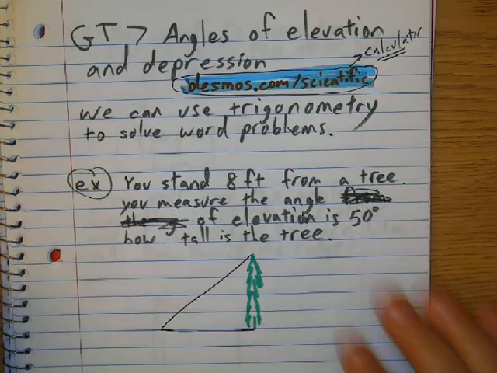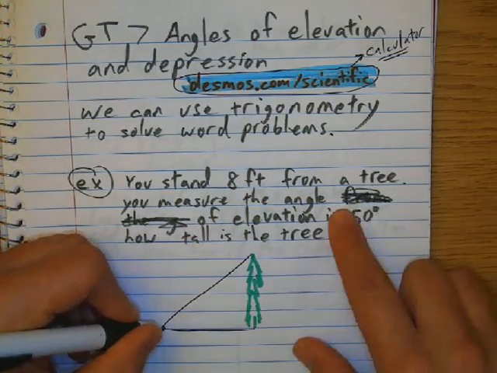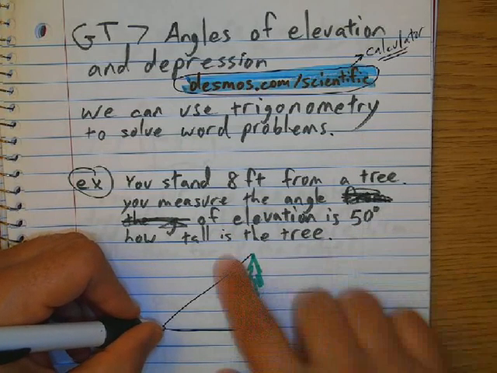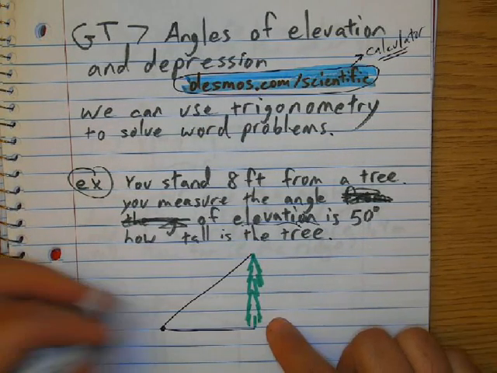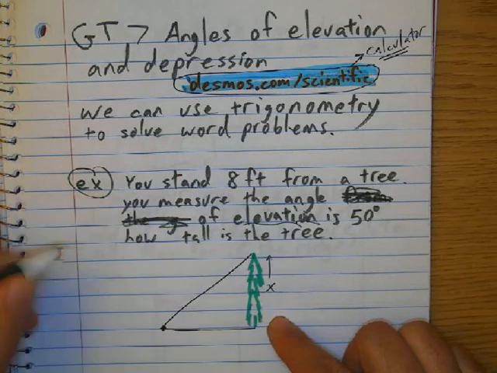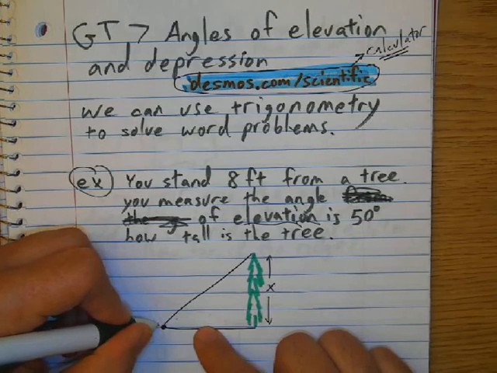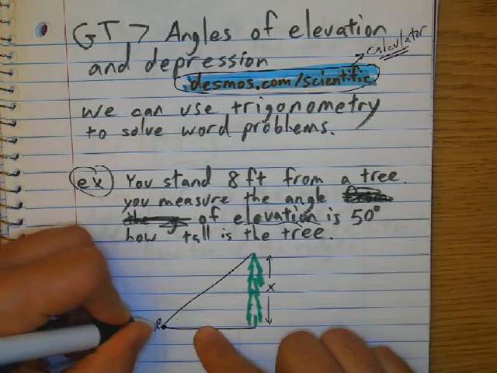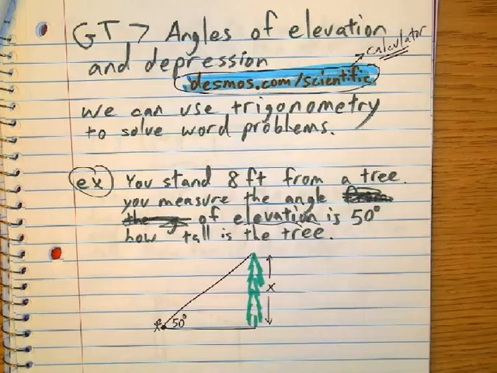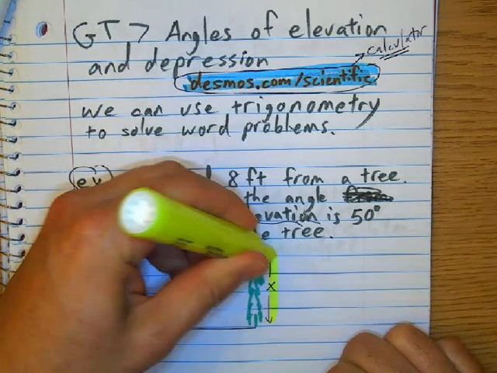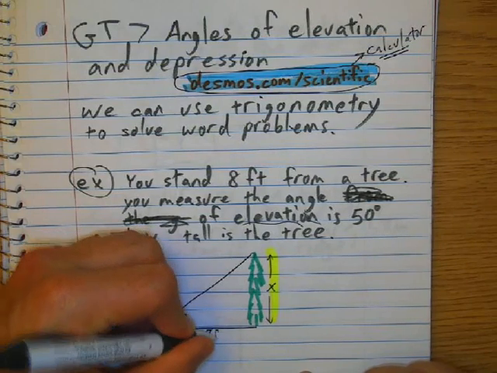So here's one. You stand 8 feet from a tree, and you measure the angle of elevation as 50 degrees. How tall is the tree? Angle of elevation, elevation means how tall. So we're trying to figure out how tall this tree is. Here you are, and this angle of elevation is 50 degrees. We want to figure out how tall it is, and you're 8 feet from the tree. So I'm going to mark this here as 8 feet.